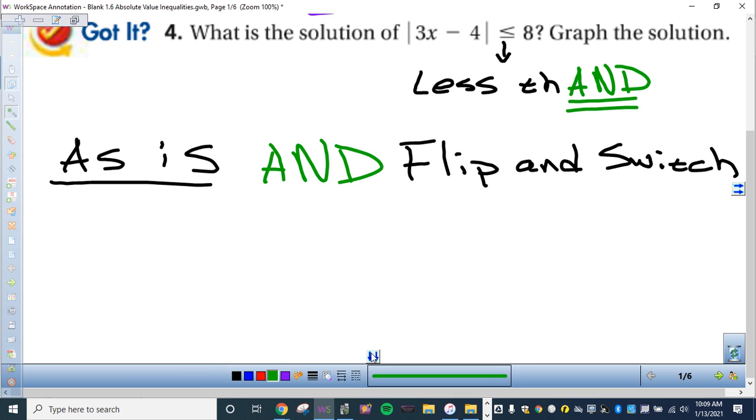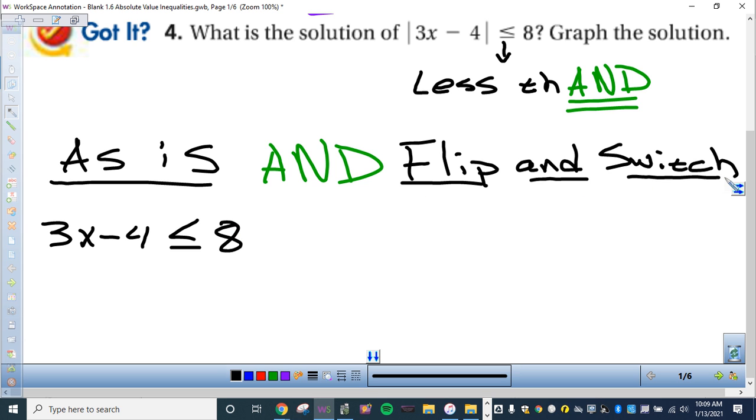Be smart. So we have the as-is equation, 3x minus 4, less than or equal to 8. The flip and switch equation, we have 3x minus 4. Flip the inequality from less than or equal to greater than or equal to. Switch the sign from positive 8 to negative 8. So all these, except for the very last problem we're going to do, are just like this. Okay, so two-step linear inequalities. Linear because it's x to the first, two steps because they're two steps.